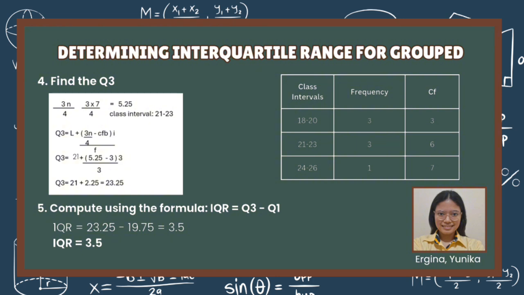After finding Q1 and Q3, we will compute the interquartile range using the formula IQR equals Q3 minus Q1. Our Q3 is 23.25. Our Q1 is 19.75. So 23.25 minus 19.75 equals 3.5. Our interquartile range for grouped data is 3.5.